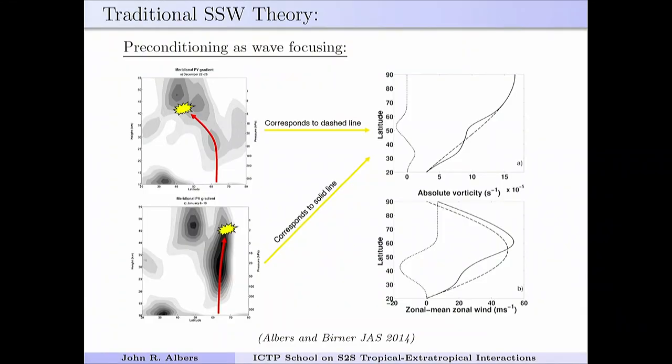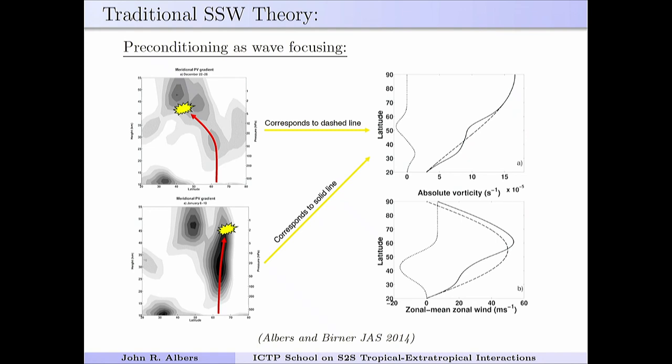So in that traditional theory, preconditioning would happen in the following sense. On this upper left panel, I've shown what the meridional PV gradient looks like under climatological conditions. You can think of that PV gradient as your waveguide. I've drawn a red line showing where you might expect your waves to propagate given that basic state. The tendency is the waves propagate up and, due to curvature effects, amongst other things, they propagate equatorward, and they break somewhere not near the pole. And that's not conducive to breaking the vortex down.